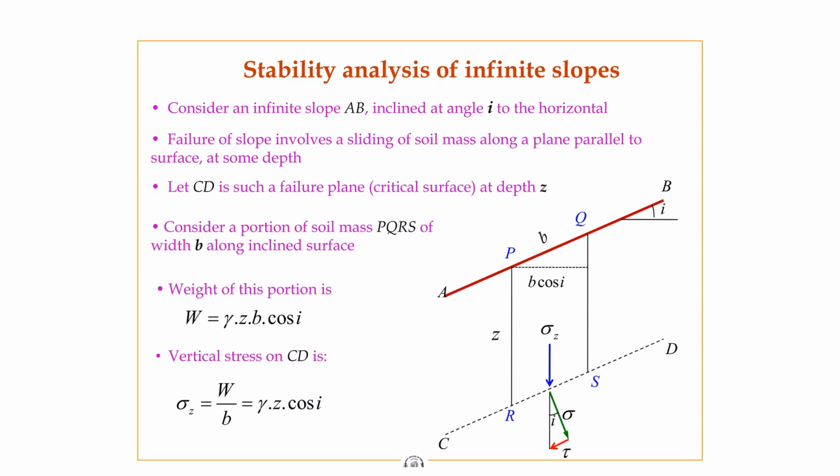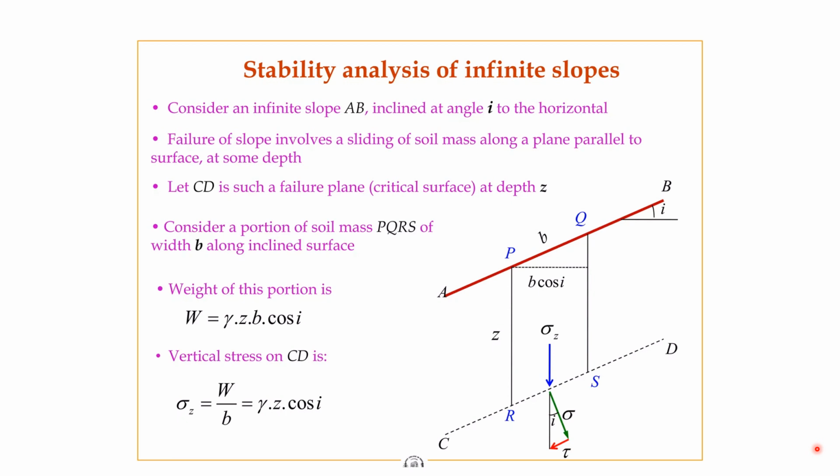Now let's look at the stability analysis of infinite slopes. Consider an infinite slope AB inclined at an angle I to the horizontal. So this is the slope AB at an angle I to the horizontal. Failure of slope involves a sliding soil mass along a plane parallel to the surface at some depth. Let CD be such a failure plane at depth Z.